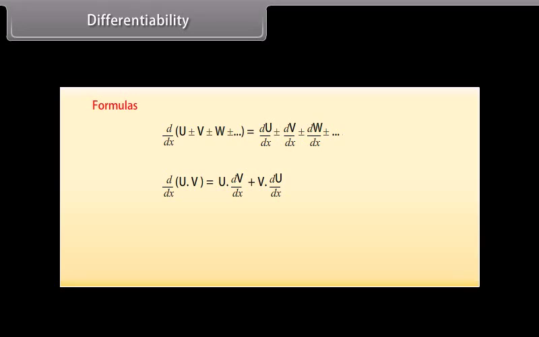Differentiability formulas. d by dx of u plus minus v plus minus w plus minus and so on is equal to d by dx of u plus minus d by dx of v plus minus d by dx of w plus minus and so on. d by dx of u into v is equal to u into d by dx of v plus v into d by dx of u. d by dx of u by v is equal to v into d by dx of u minus u into d by dx of v, divided by v square.